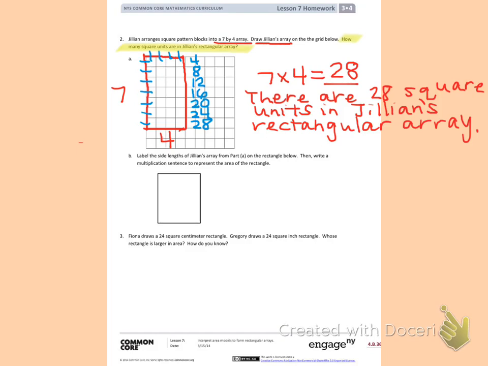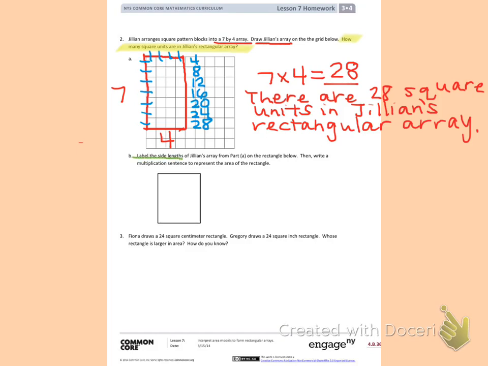Now let's look at item B. It says, label the side lengths of Jillian's array from part A on the rectangle below. Then write a multiplication sentence to represent the area of the rectangle. This is going to be so easy because we did part of these steps already when we solved problem A. Let's underline the key details.